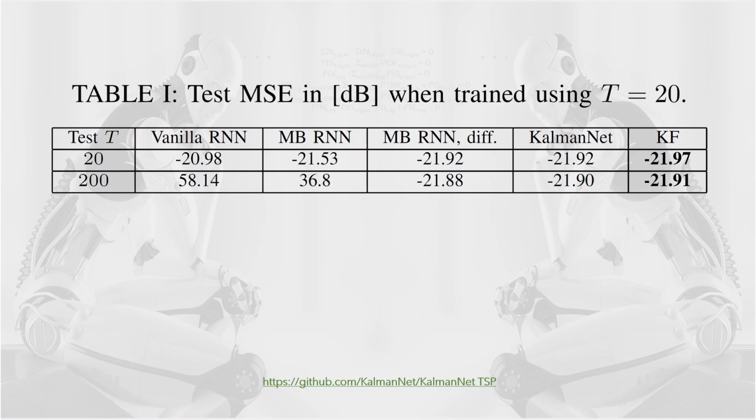The results, summarized in the table, show that KalmanNet maintains achieving the MMSE, implying that it learned to carry out Kalman filtering. The MB-RNN and vanilla RNN are more than 50 decibel from the MMSE, implying that their learning is not transferable and that they do not learn to implement Kalman filtering.